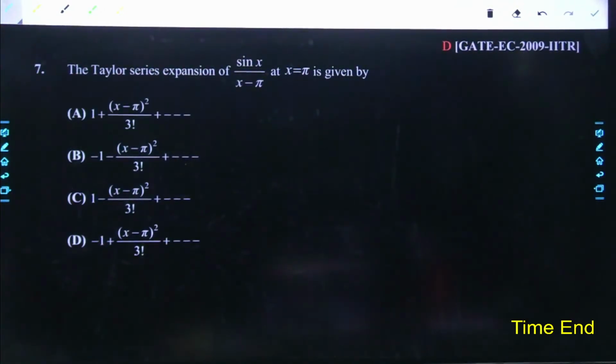So let me start the timer once again. For this question, I may give 2 minutes as well. No issue. Read the problem carefully and tell me what could have been the best most answer.